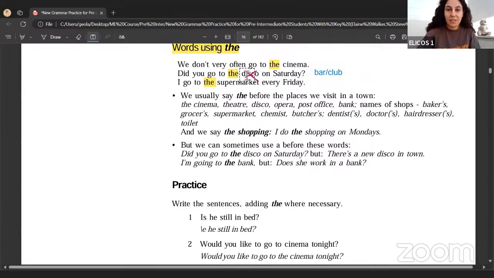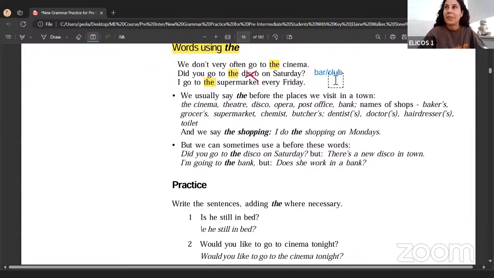Yeah, you don't say disco. You'll sound very funny because disco was not even in my time. It was like 20, 30, 40 years ago when they would say, oh, you say disco. Yeah, no, we don't in English. No, we go to the bar, we go to the club. We don't go to the disco. You could say, I like disco music, which I do, but not as a place.